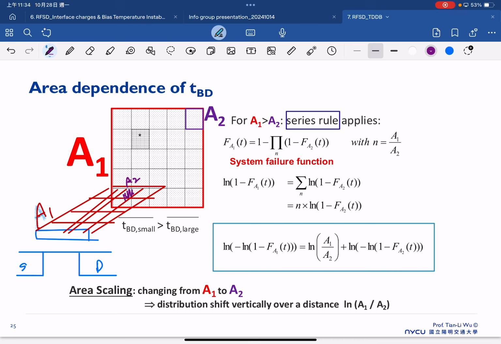So we apply the series rule and do the calculation, and they will come up with this. This is a Weibull plot for the big area. This is F A1, this is F A2, and the difference between these Weibull plots shows this dependency. So in the end, the conclusion is, once we consider the area scaling from one area to another area, the distribution will shift vertically by a factor of natural log A1 over A2.